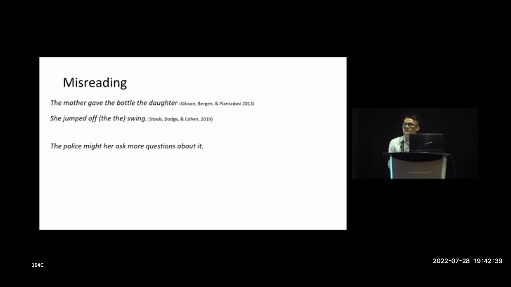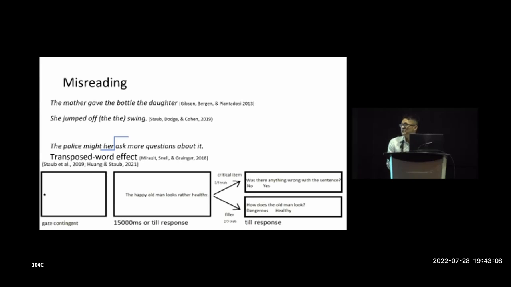Readers occasionally read the word order wrong, not noticing the transposition. This was first demonstrated by Mirault and colleagues and is termed the transposed word effect. These misreading phenomena have been demonstrated in different paradigms, like the grammaticality judgment task or the direct probe of interpretation task. In our lab, the main task we have been using is a natural reading task where participants are unpredictably probed on the existence of an error after having read a sentence.